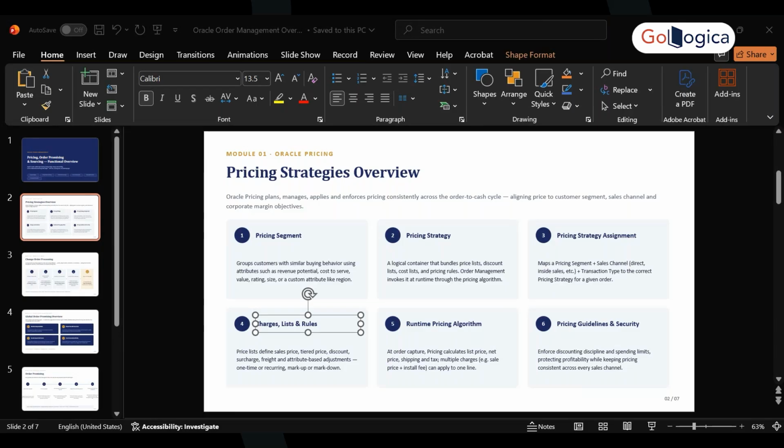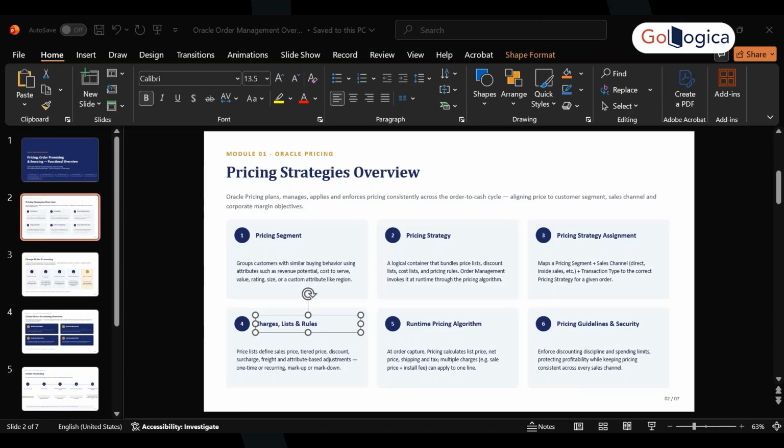And this approach makes pricing administration much simpler, because the administrators only maintain one strategy instead of configuring multiple pricing components separately. And different pricing strategies may exist for different business units, different customer segments, or different sales channels. Next one is our pricing strategy assignment.